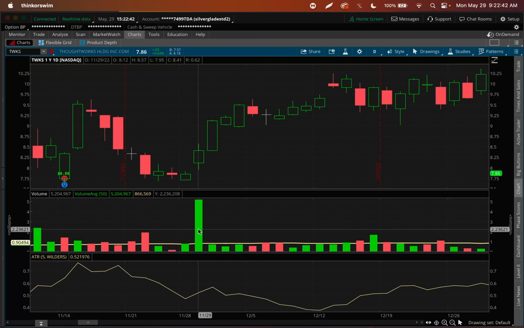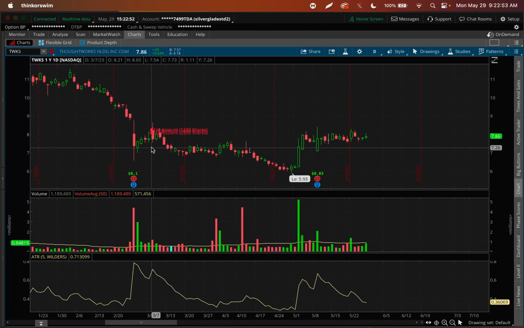And then this day there was 5.2 million. That just showed me that people care when insiders buy into TWKS. Considering how well that performed last time, I thought it would do well again, which it did. I was able to make about 5% in like 10 minutes or something. So that was sweet. So the next indicator I want to look at is ATR.